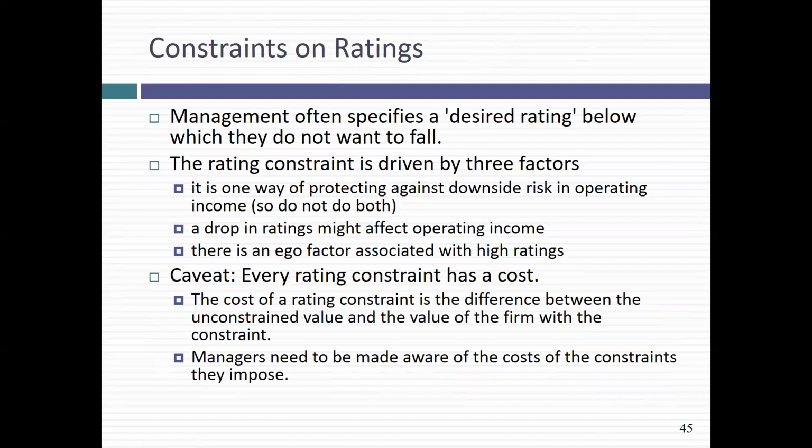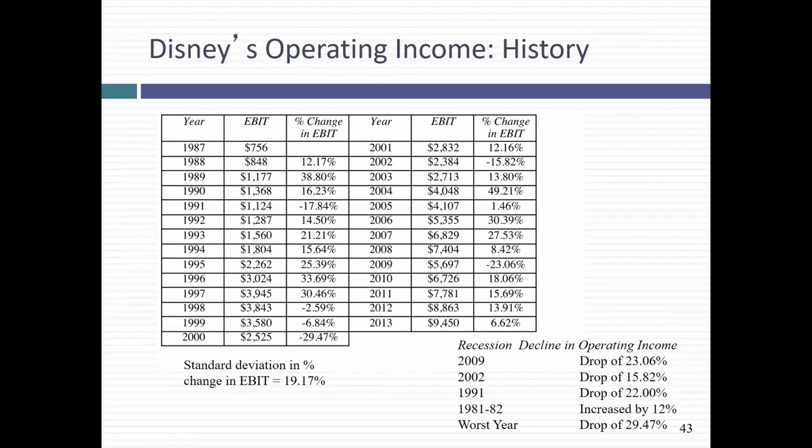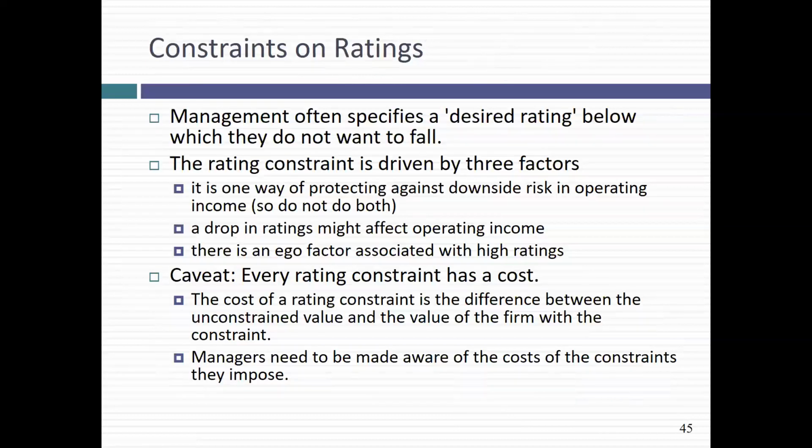The alternative concern is a constraint on ratings. And really what I mean here is that sometimes management just has a desired rating below which they do not want their numbers to fall. Now, usually the rating constraint is driven by three different factors. One is it's a way to protect against downside risk, which is just what we saw when we considered the operating income. So this is kind of an alternative way to protect against operating income. And so the first thing I want to say is you shouldn't do both if that's your goal. And the concern specifically is that a drop in ratings might affect operating income.